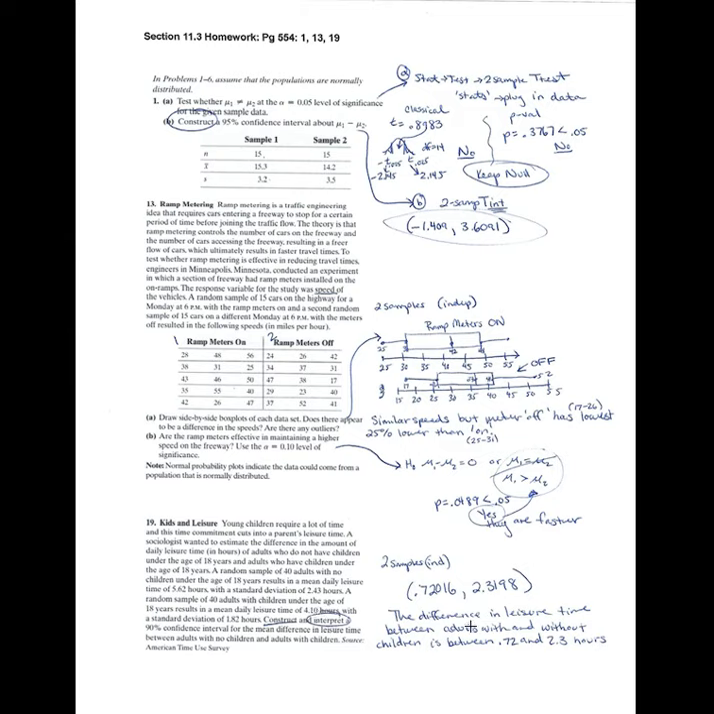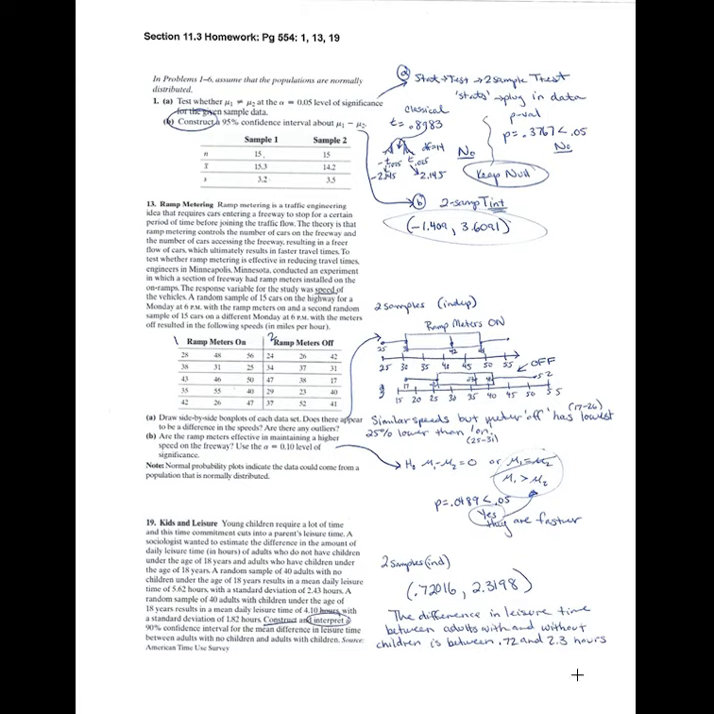Because it says interpret, I did write something out. I didn't write it the exact way I should have. I should have said we are 90% confident that the difference in leisure time between adults with and without children is between 0.72 and 2.3 hours, okay? It's really important that when we're dealing with a mean, you don't just give decimal values. Those values mean something. It's actual hours. So the adults that don't have kids have between 0.72 and 2.3 more leisure hours than those who do have kids.